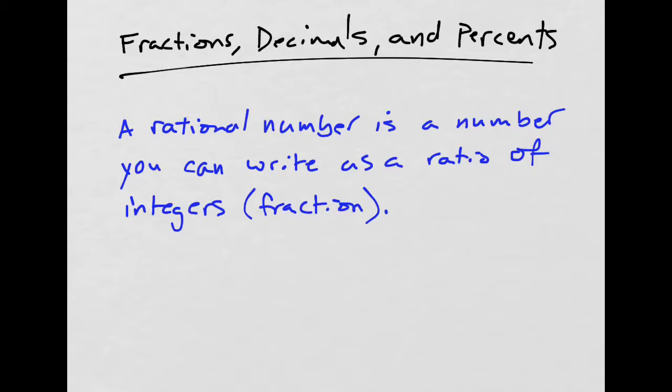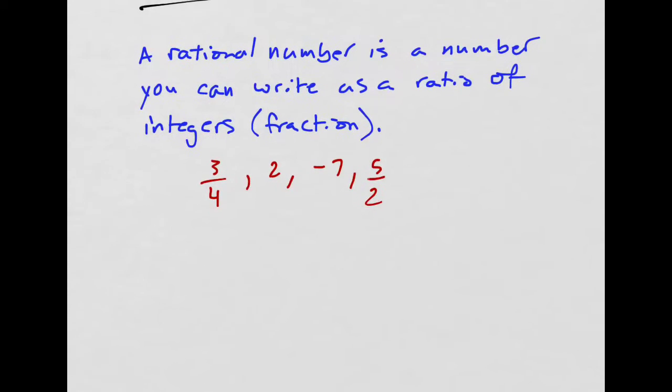A rational number is a number you can write as a ratio, which means it's a fraction of integers. So it's not like 1.2 over 3. That's not necessarily a rational number. We could fix it, but it's about writing it as integers. Actually, that is a rational number, but to make sure of that, we'd have to have integers, not decimals. So an example would be like 3 over 4, or any whole number, like 2 or -7. Those are all rational numbers. You could have like 5 over 2. So those are rational numbers.